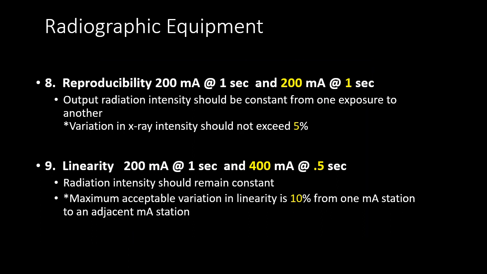Number eight is reproducibility. Output intensity should be constant from one exposure to another, but the variation in X-ray intensity should not exceed 5%. An example would be if you took one exposure at 200 mA at 1 second and took the exact same exposure factors, 200 mA at 1 second, that you would expect the same results, and this is called reproducibility. Linearity is if you used a different mA station and a different time, but you have the same mAs. So radiation intensity should still remain constant, but the maximum acceptable variation in linearity is 10% from one mA station to an adjacent mA station.